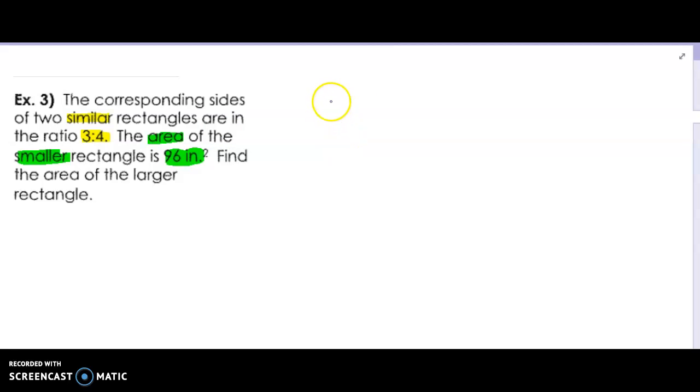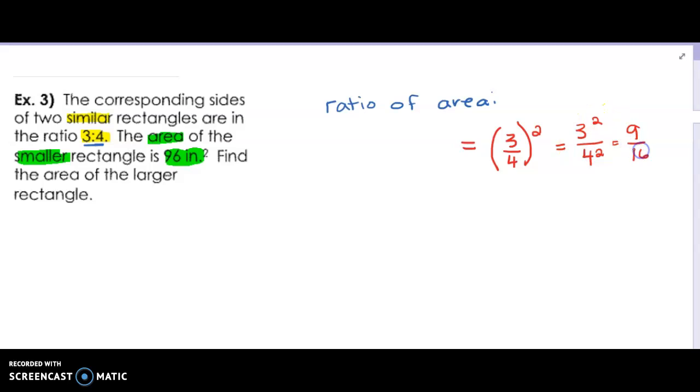Okay, so the first thing we want to do is find the ratio of the area. Remember that the ratio of the area is the ratio of the sides, but we have to square it. So this is just 3 squared over 4 squared, which is 9 over 16. So the ratio of the area is 9 over 16.